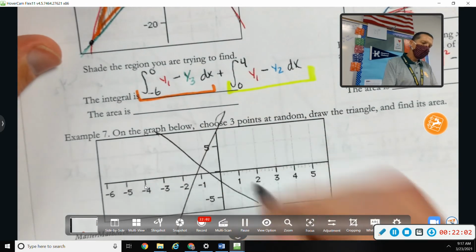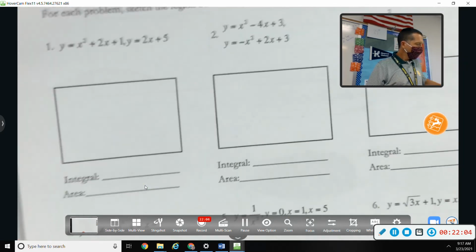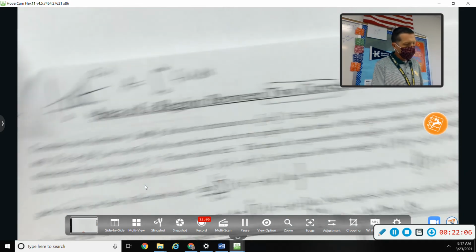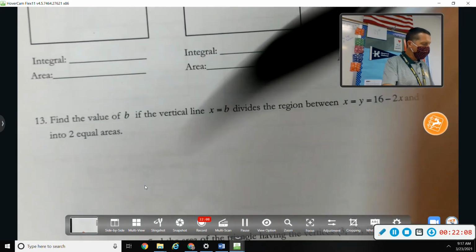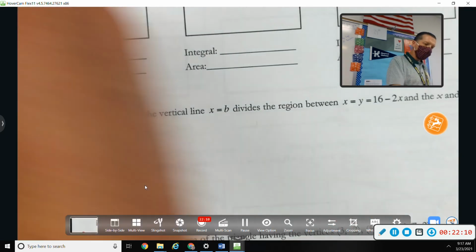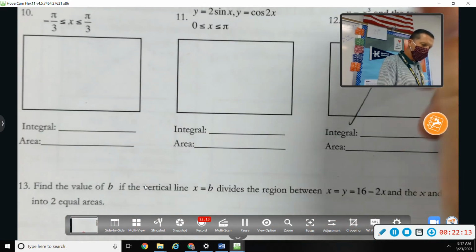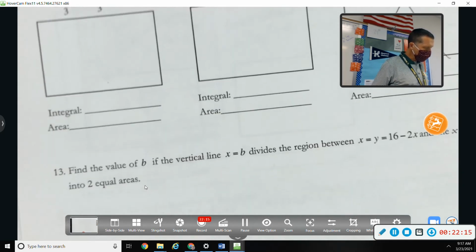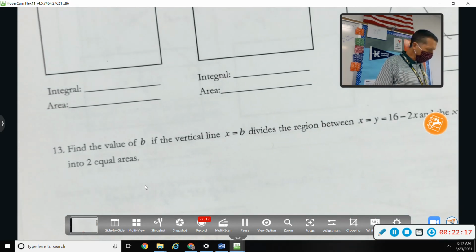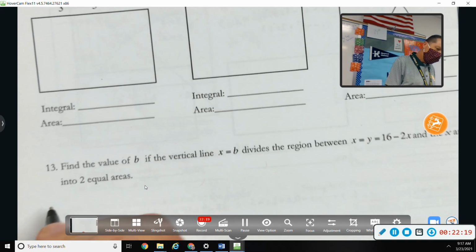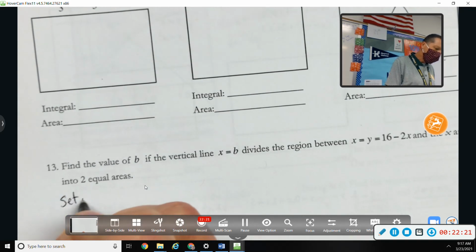We're not doing example 7. On the homework, we're going to omit number 12. We're going to omit number 14. And on number 13, it's a setup, but do not solve.